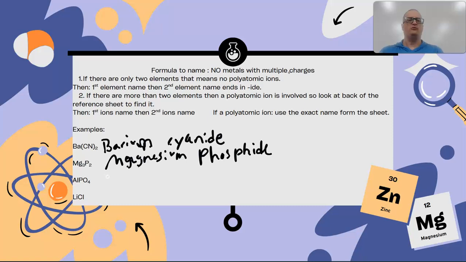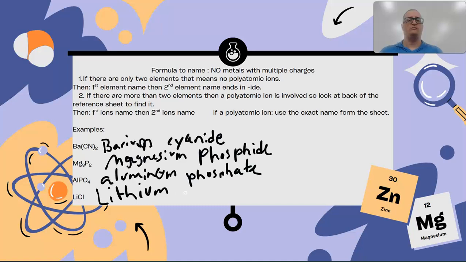And we continue, so aluminum. And PO4, I see again a polyatomic. So I just look it up on the back and copy down the name, phosphate. Last but not least, lithium is where we start off with, Li. And chlorine becomes chloride.